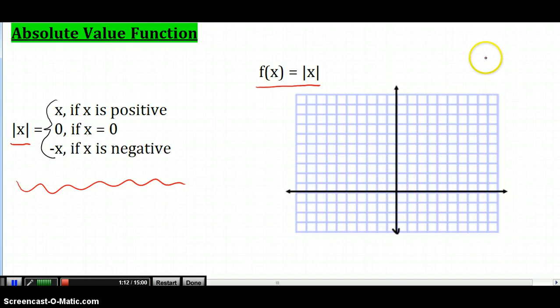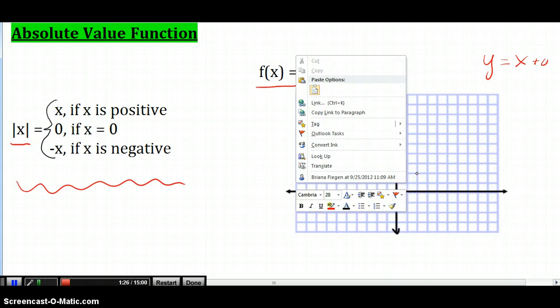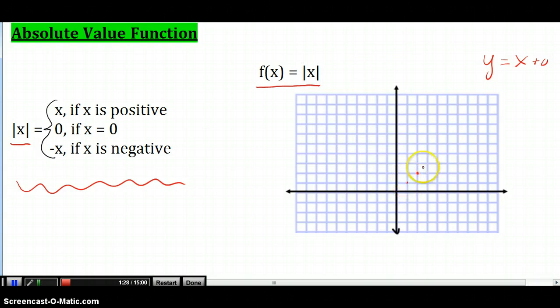Over here on the positive side, it's just the line y equals x. And the line y equals x is just a line with a slope of 1 and a y-intercept of 0, because this is like plus 0. So with a y-intercept of 0 and a slope of 1, go up 1 over 1, looks like this, all the way over there. The next part says it's 0 when x equals 0. So at 0, it equals 0. So the point is (0, 0), so it's going to hit right there.